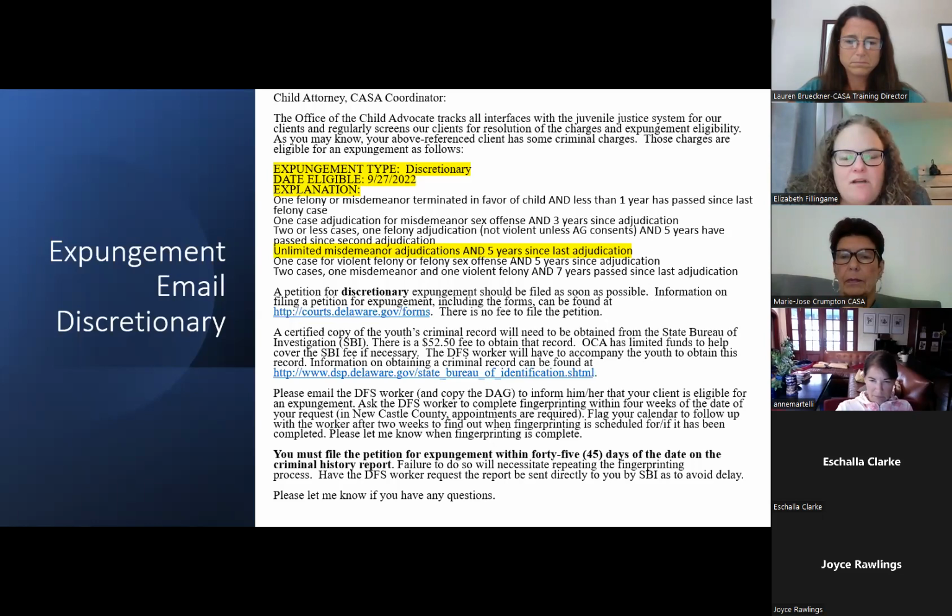So it tells them DFS has to take them to get them fingerprinted. If the youth is over 18, obviously they can go themselves. They may need some support person with them to help them get through the process, but they can go themselves. The certified criminal history then gets mailed to someone. They don't leave with it that day.